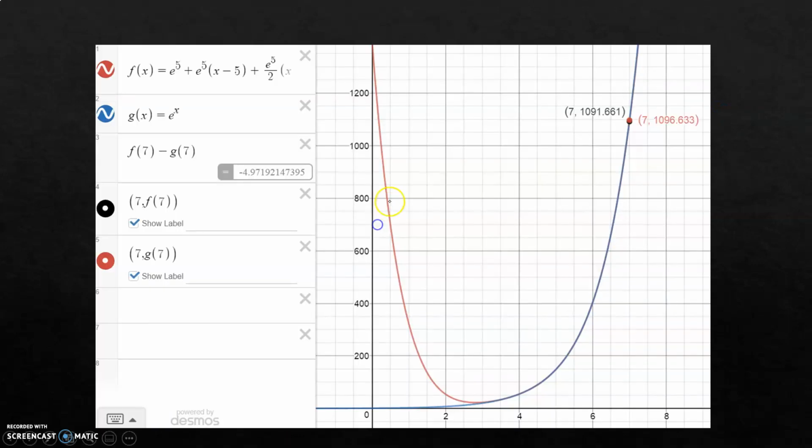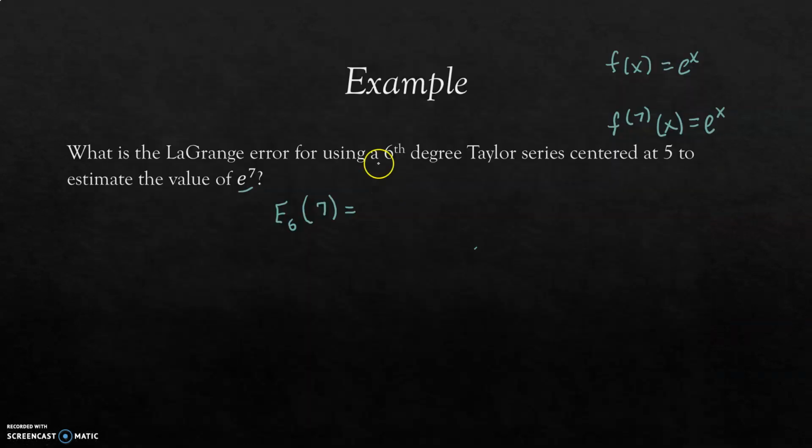So for our error bound, we're going to use e to the z, and I'll figure out what z is last. And then we're going to have a 7 factorial in the denominator here. And then we're going to have x, which is 7, minus a, which is 5, and that would be raised to the 7th power.